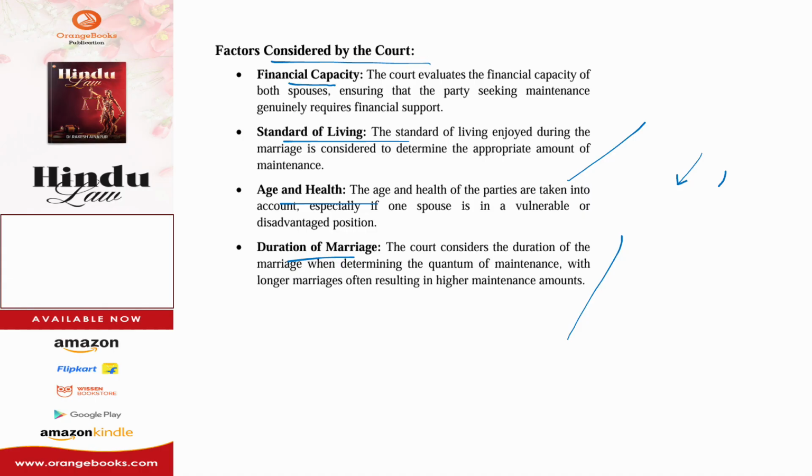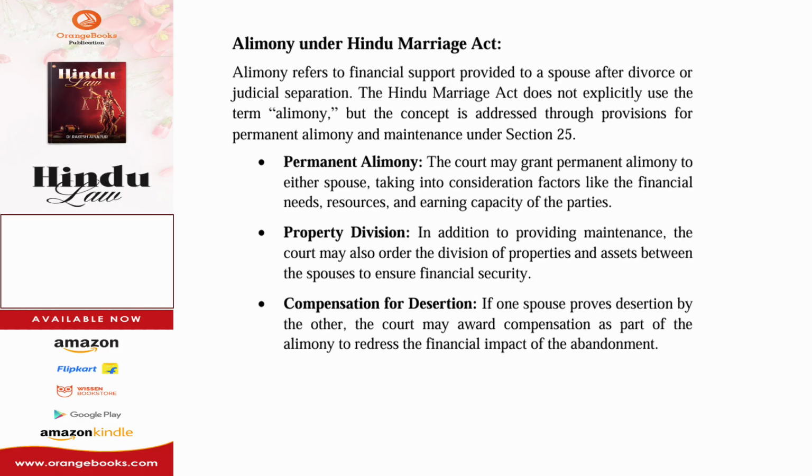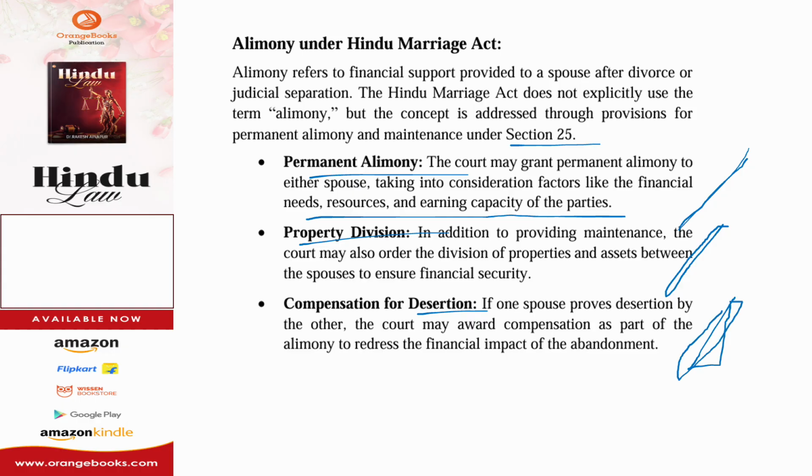before finalizing the maintenance. Alimony is a one-time settlement kind of amount which is addressed in section 25. The permanent alimony is for either spouse, taking into account factors of financial needs, resources, and earning capacity. The same factors as for maintenance, right? Here also they will be considered. If there is any property available, then how the property will be divided between husband and wife will be considered here, and also a compensation for desertion, like for a living individual, right? So some compensation will be provided for that.